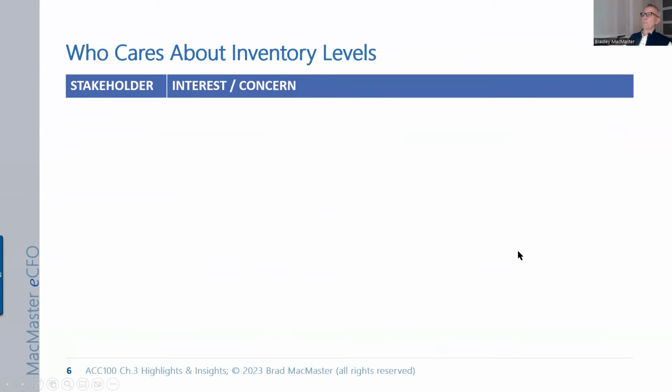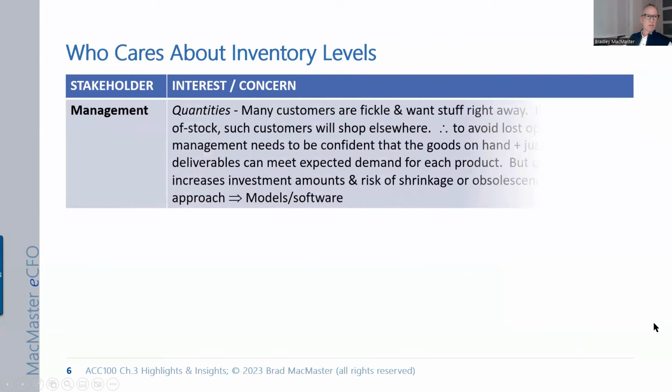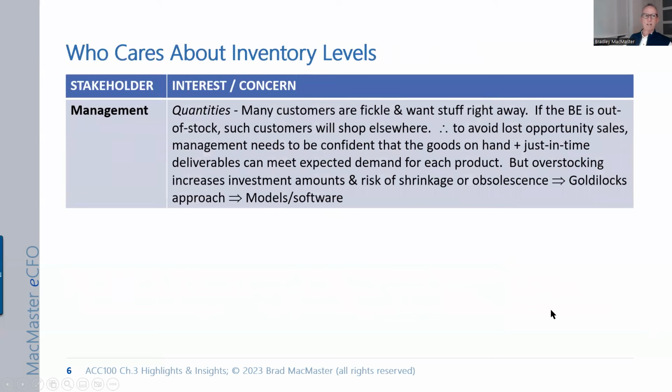So who cares about monitoring these inventory levels? Well, the first stakeholder that cares about this is management. And management has an interest in managing the quantities of goods for each product line. Why? Because many customers, especially retail customers, consumers, are fickle. They want stuff right away. Think of your own situation when you're ordering goods online. If the website you're visiting doesn't have the goods, you very quickly click and go somewhere else. So if the business entity is out of stock, fickle customers will shop elsewhere.